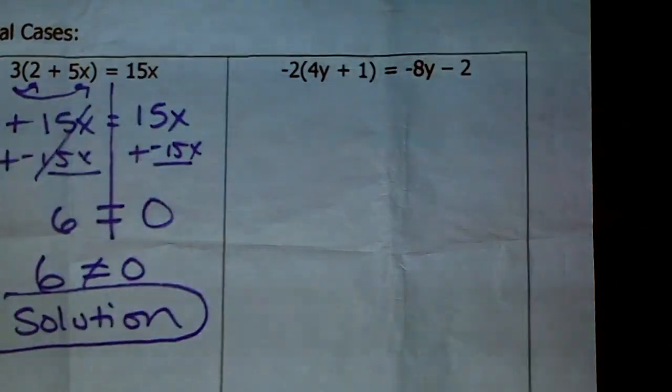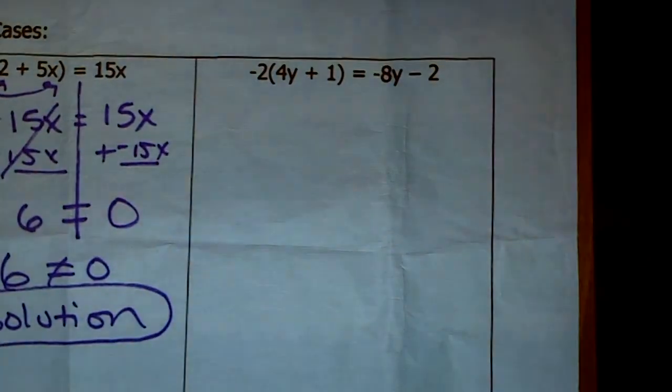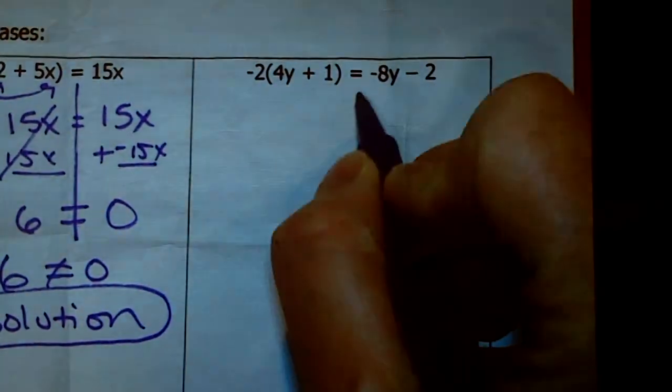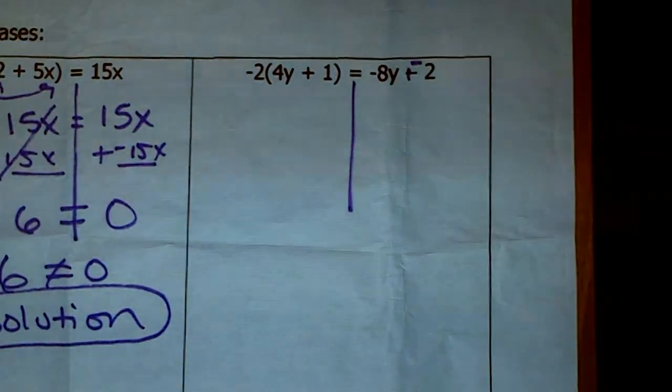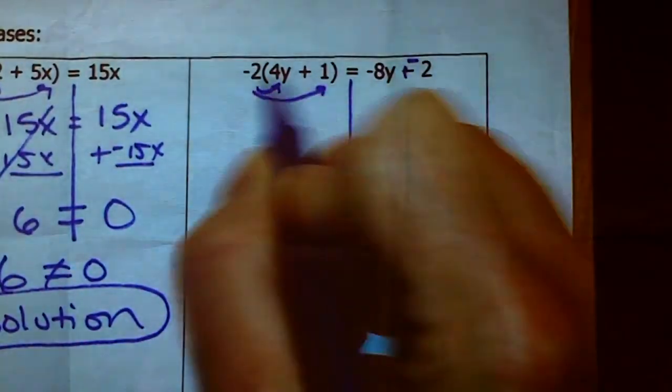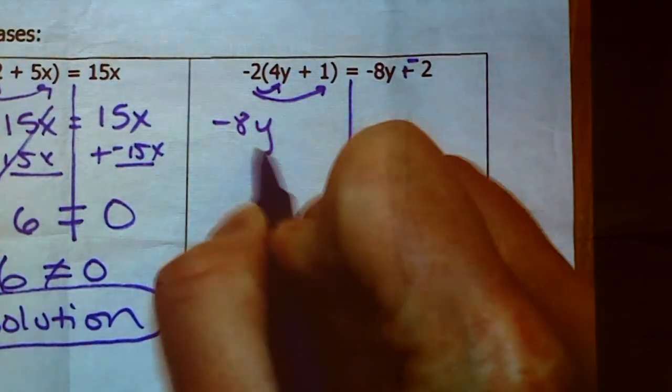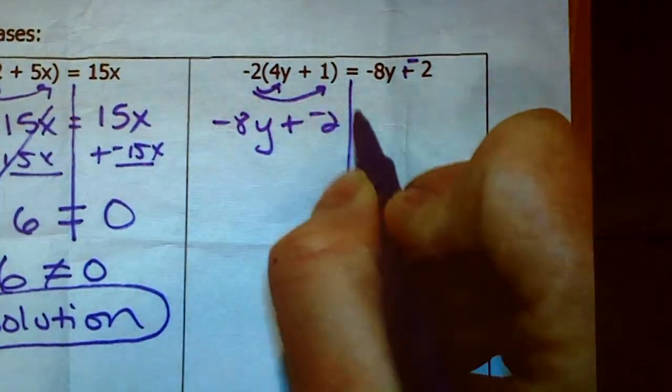Now the next one here. This is a special case, but for a different reason. Do what you normally do. I'm going to change my signs because that's what I normally do. And I'm going to get rid of the parentheses. Negative 2 times 4y is negative 8y. Negative 2 times 1 is negative 2.